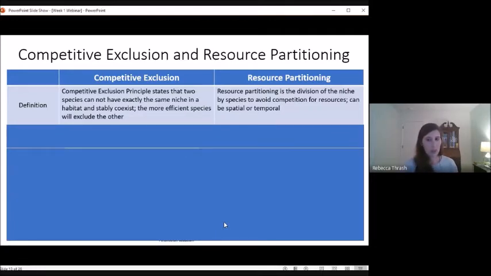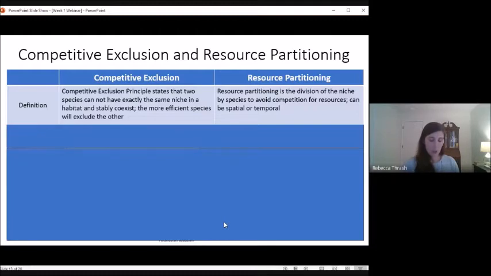competitive exclusion principle. This states that two species cannot occupy the exact same niche and then stably coexist. There will be one species that more efficiently uses the niche and will end up excluding the other. Now, resource partitioning is the division of the niche by the species in order to avoid this competition. So resource partitioning can emerge from competitive exclusion, but they're not the same thing.